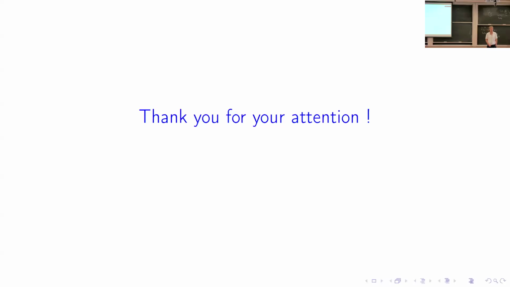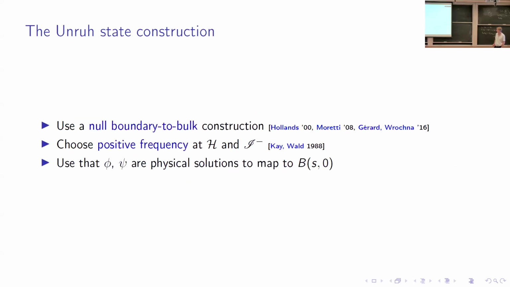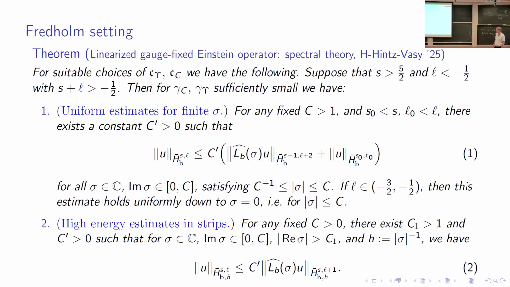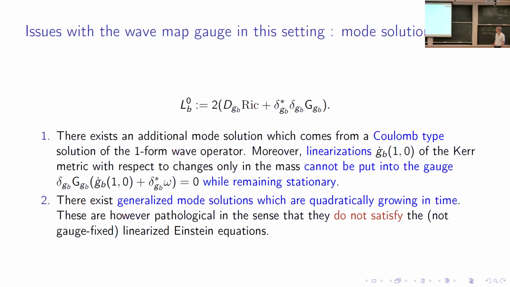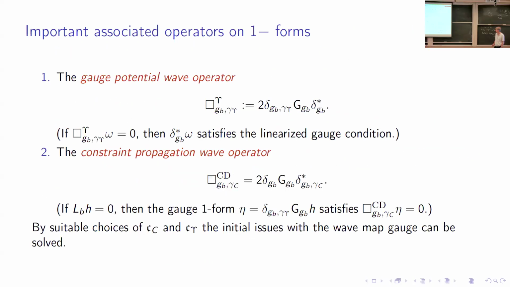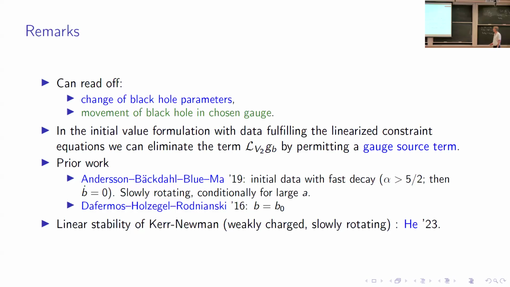Yeah. You have the alpha, the index alpha, with a lower bound, right? This is the decay for the linearized Kerr. Okay, yeah. So alpha is between 0 and 1. Yes, but you have another one on the next slide, this lower bound.